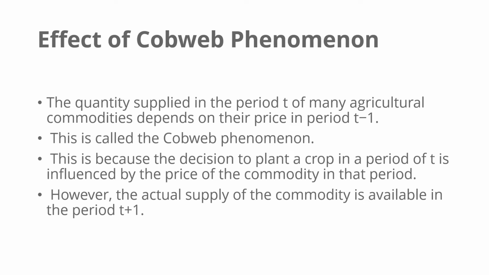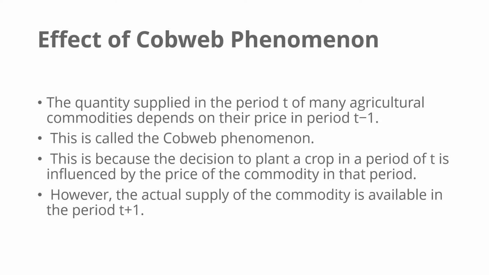Next, we have the Cobweb phenomenon, and this is considered to be one of the causes of autocorrelation. For example, the quantity supplied in one period of many agricultural commodities depends on the price in the previous period. So this is the Cobweb phenomenon. And why does it happen?